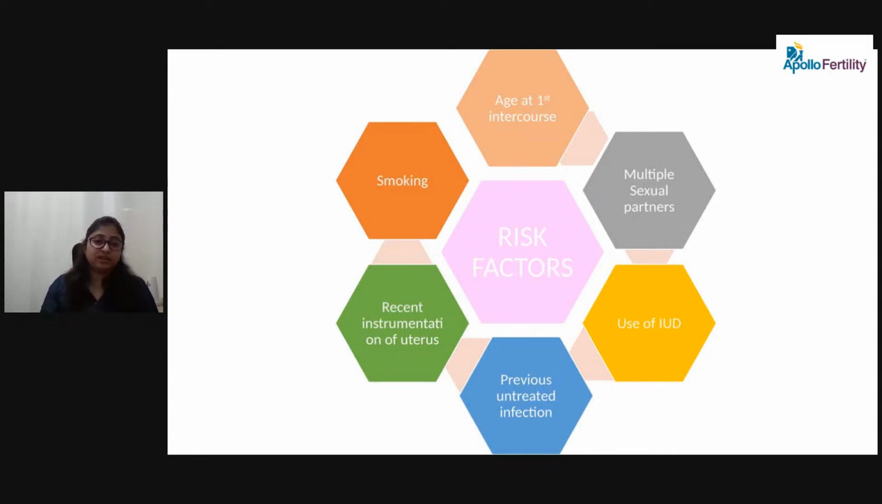And what are the risk factors for getting these infections? The risk factors include age at first intercourse, so intercourse at an early age, and multiple sexual partners, specifically when they are not using safe sexual practices, which involve using condoms. If condoms are not used, there is a chance of transmission of infections. Another risk factor is use of an IUD, an intrauterine device.